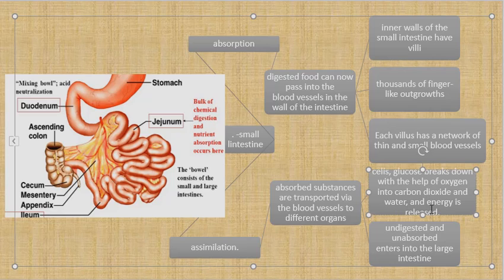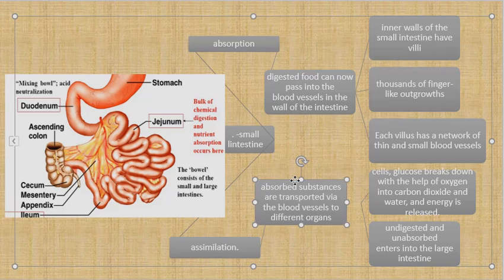And using all this, the cells in the small intestine, the villi, the finger-like outgrowths, take the digested food and then release energy. This release of energy is a part of assimilation. Taking the digested food into the villi is a part of absorption.